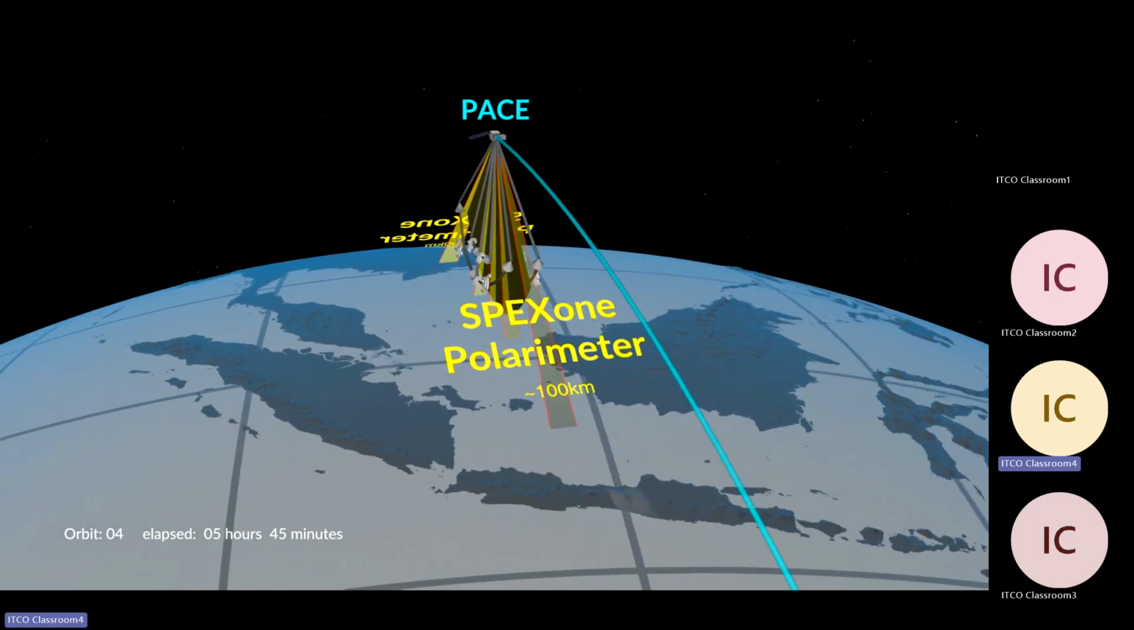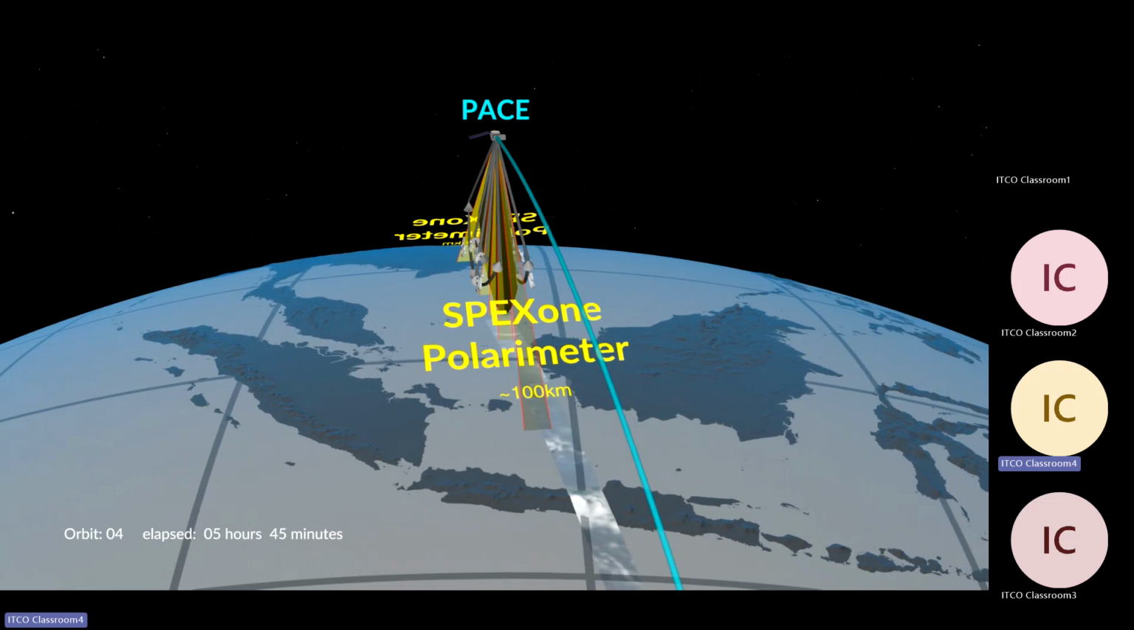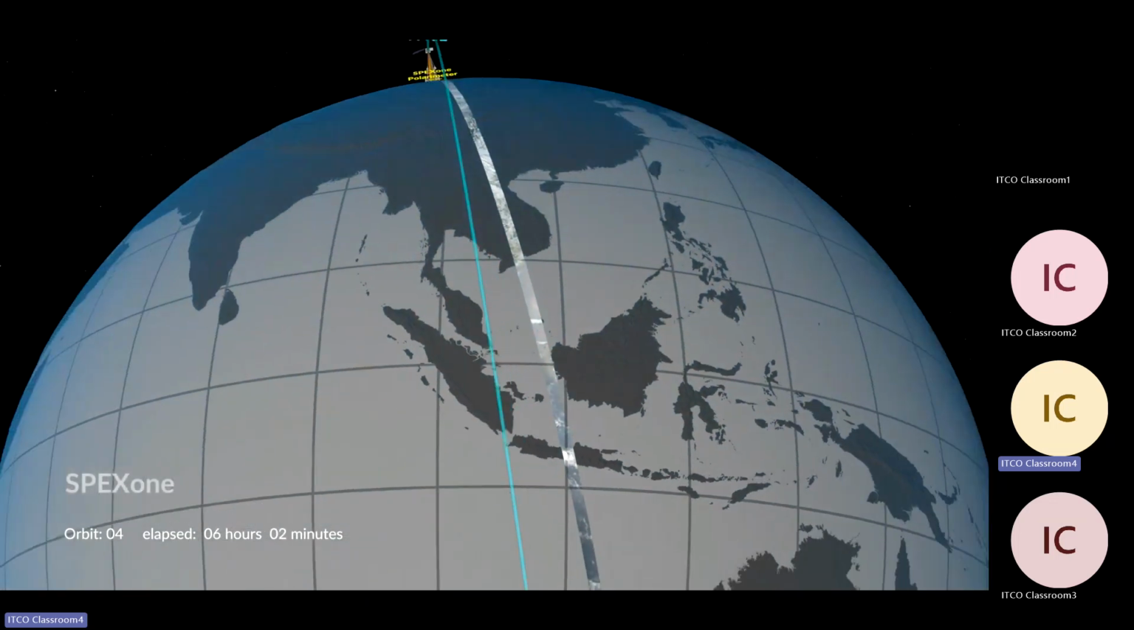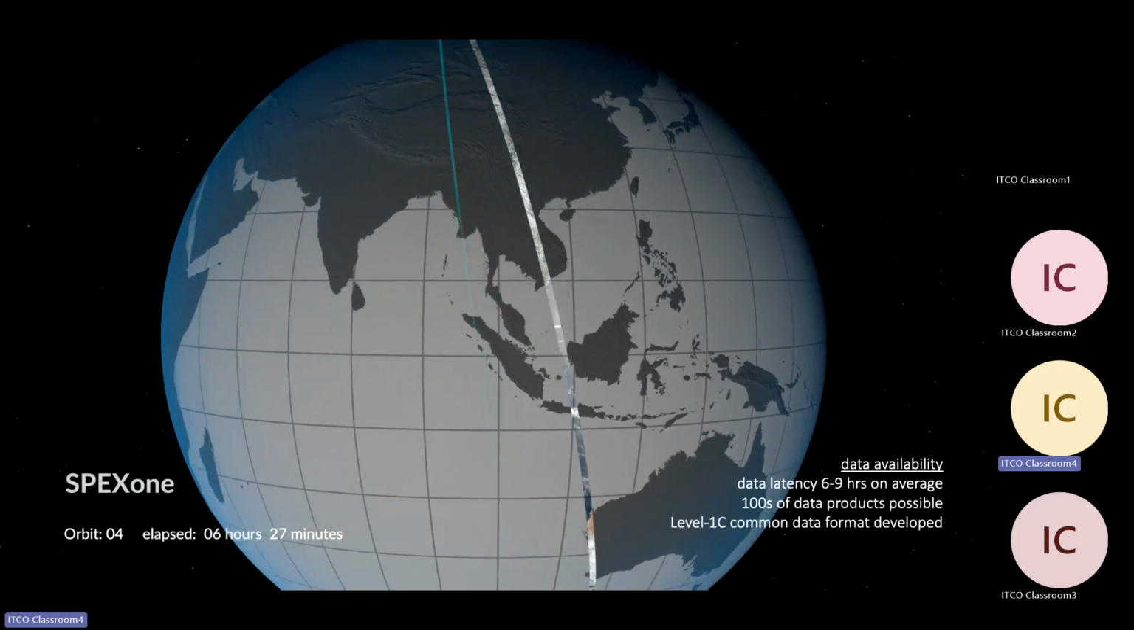For SPEXone, actually, I think the coverage repeat is closer to the order of a month, whereas the others it's within 2 days. Yeah, it's quite 30 days.